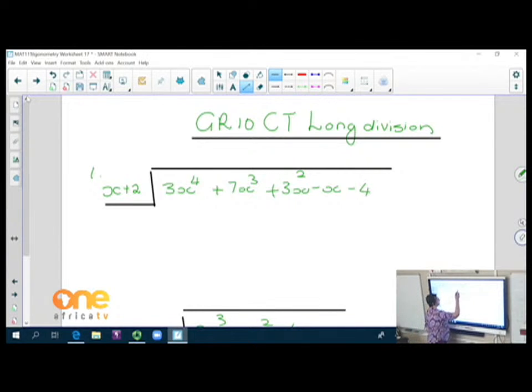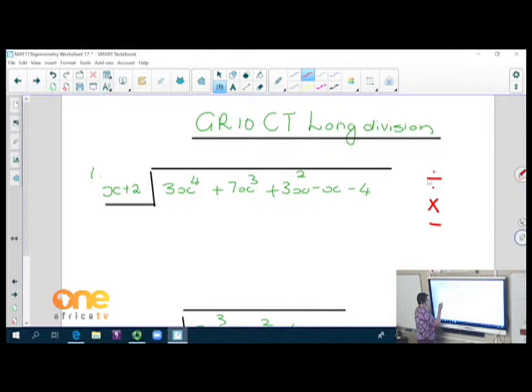Now, you will remember that we said there are 3 steps. You divide, you times, and you subtract. And you must follow those steps. So please, look at your test, do the corrections in your test book, paste your test in your test book, and then look at your mistakes.